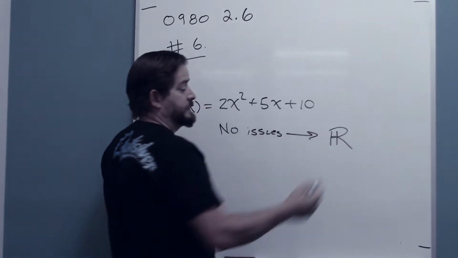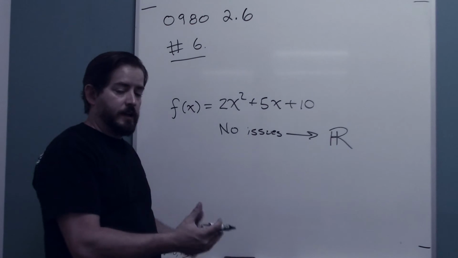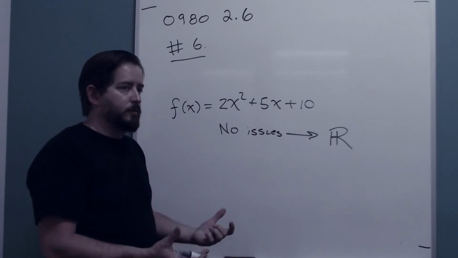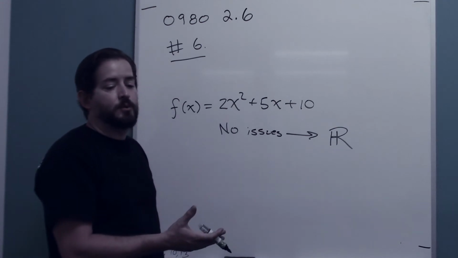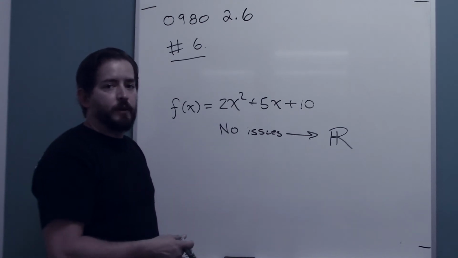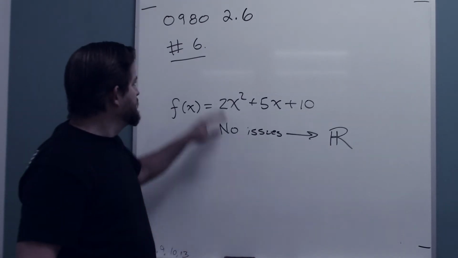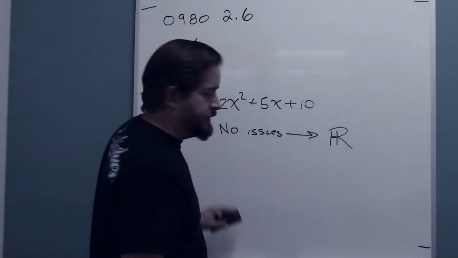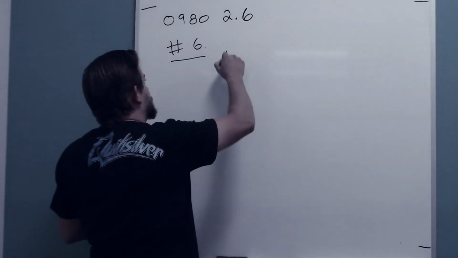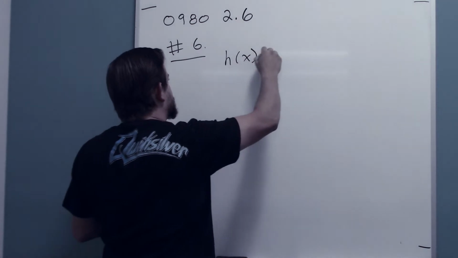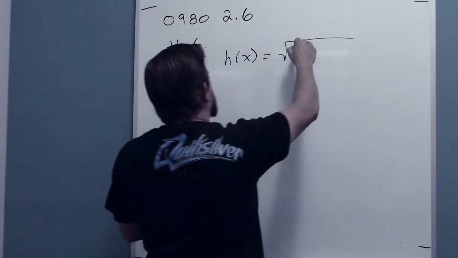Therefore, it's everything. For the problems that we're looking at, we're going to find those little bits of numbers that don't work, and that's where we're going to focus: finding the numbers that we can't put into these things, and define our domain based on, well, we can do everything except these. So for number 6, it says find the domain of some h of x, which is the square root of x plus 8.